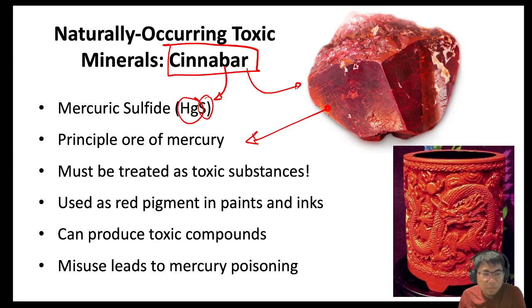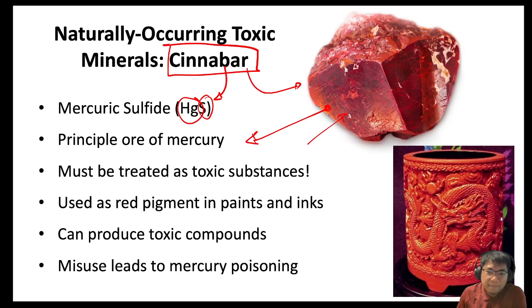So on some devices to measure temperature, in some thermometers they still use mercury to actually measure temperature. So this is the source of that mercury. And cinnabar must be treated as a toxic substance because of the presence of mercury in it.